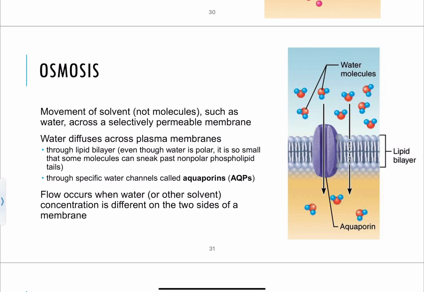So water can diffuse across plasma membranes. It can go directly through the phospholipid bilayer because it is small and polar. So sometimes they can cross directly through, which is shown right here. They can also go through what we call specialized transmembrane proteins that are called aquaporins. So they're also allowed to cross via that route.